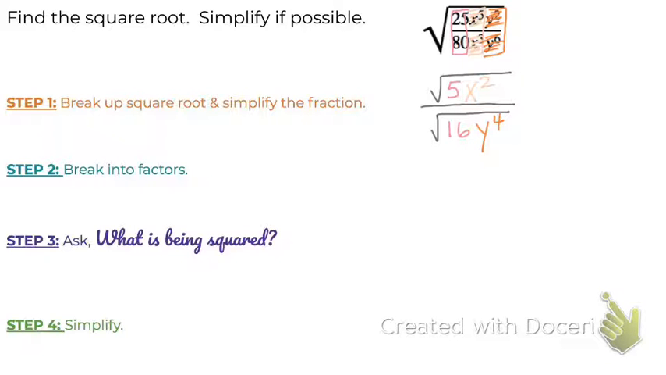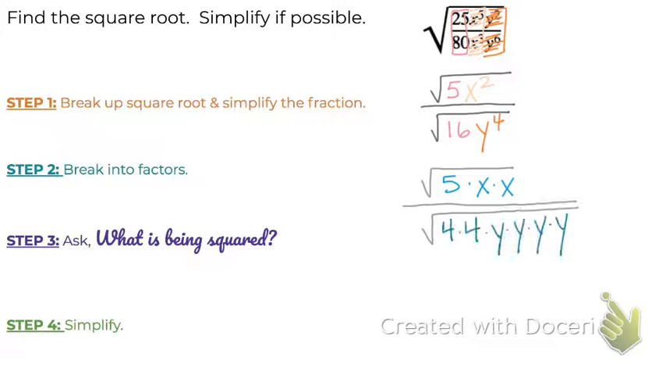Now at this point, some of you might be able to just skip to step 3 and ask what's being squared. If you find that to be difficult, let's break these up into the factors. So what is 5x to the 2nd power? That's the same as 5 times x times x. Now let's do the same for the denominator. Now I can more clearly look at what's underneath my square roots and ask what's being squared.